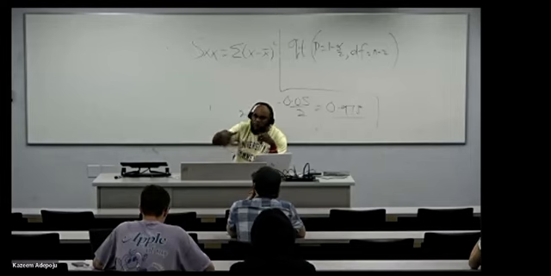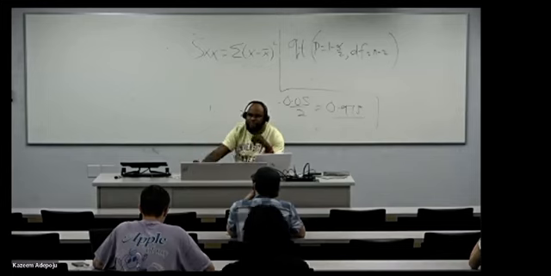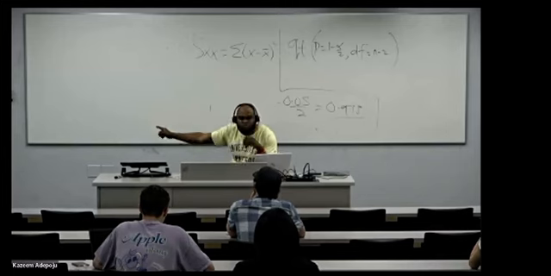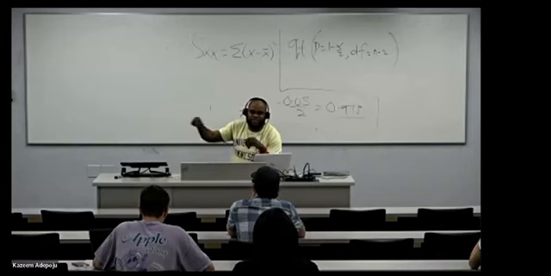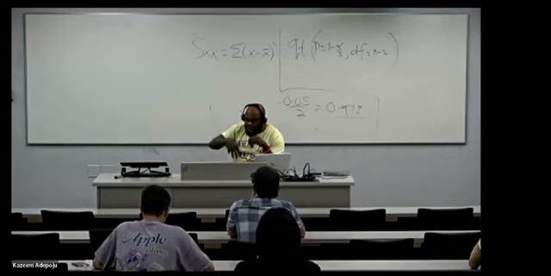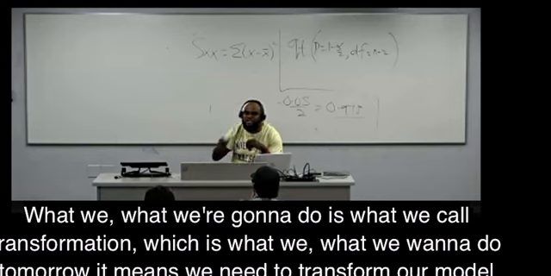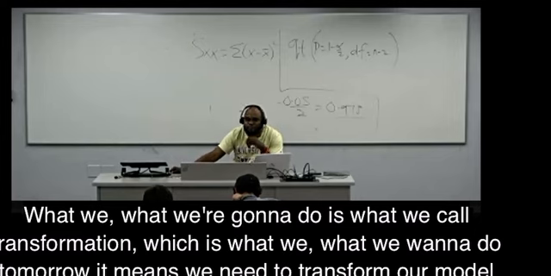It is only when all these assumptions hold that we can use our model to make a prediction. But what if there's a violation of an assumption? We are not going to rush to predict, because when we rush to predict, whatever recommendation comes from that model will mislead. If there's a violation of an assumption, what we do is what we call transformation, which is what we want to do tomorrow. It means we need to transform our model.